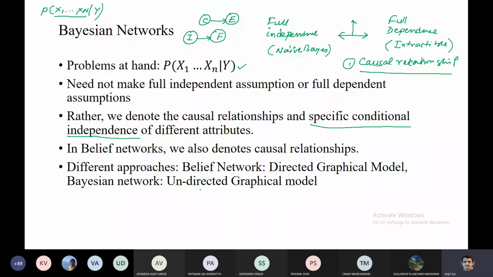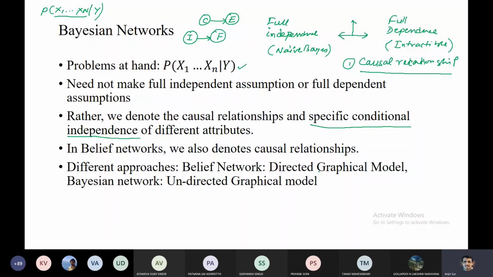So there are different approaches. It's called a belief network, that is actually a DAG, the directed graphical model. Some Bayesian network is called an undirected graphical model. Today's class is important because in this particular class, we try to understand the problem from a broader viewpoint. Okay, I'll come one by one.